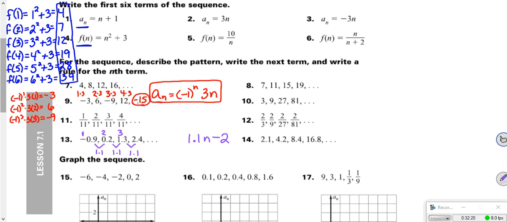Now, let's check that out and see if it works for the next one. So what if I have 1.1 times 2 minus 2? Do I get the second term? Well, this would be 2.2 minus 2. Sure enough, that would give me 0.2. Well, try it on the next one. Put in a 3. Okay, 1.1 times 3 is 3.3. Minus 2 is 1.3. So that works. So that's my rule. And then what would be my next term? If I'm adding 1.1 each time, obviously my next term would be 3.5.